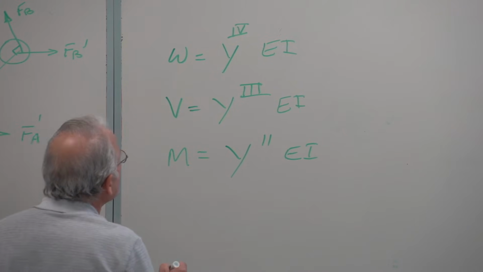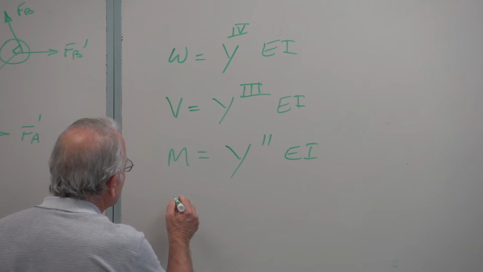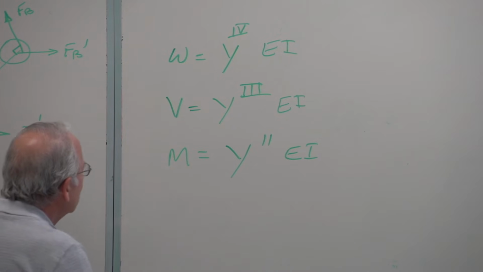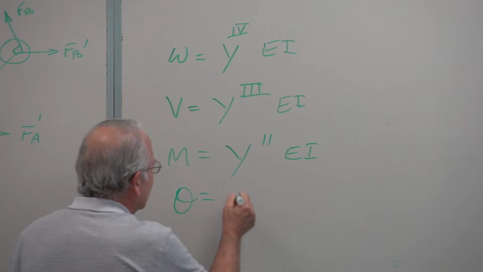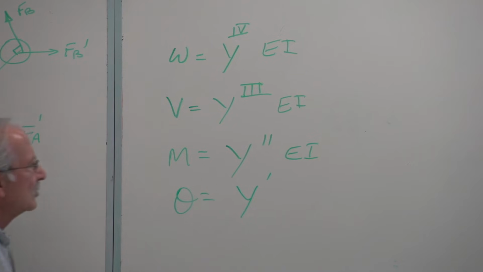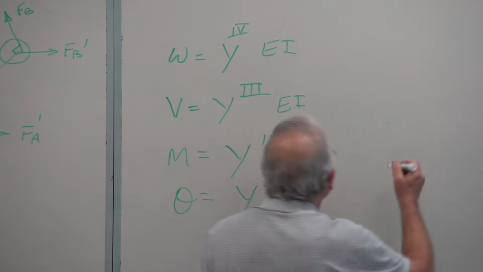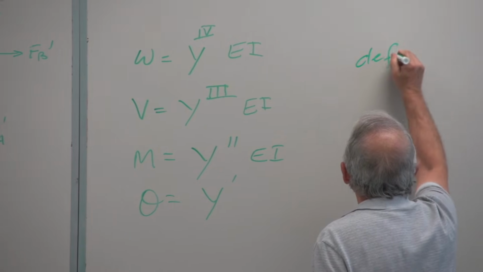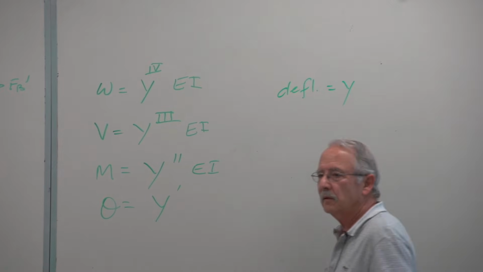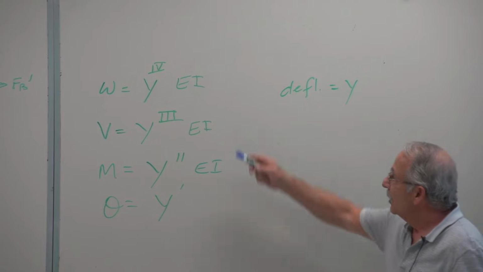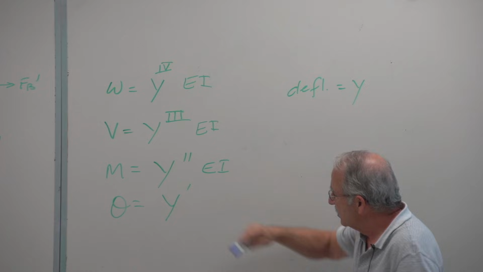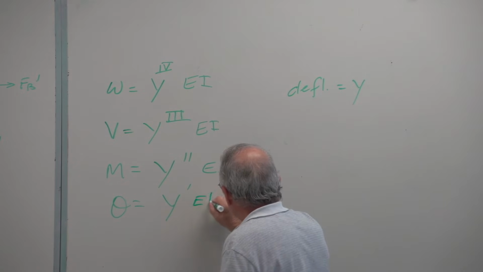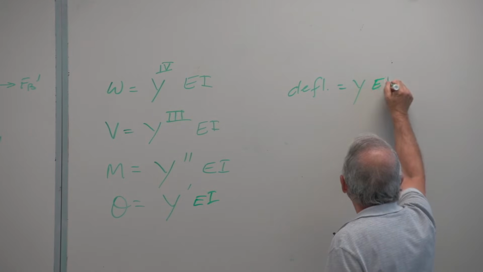One more. Skipped slope here. Slope is equal to, what do they call it over? Theta is equal to y prime. Then you go one step further and you get deflection equals y. Integrate that, you get this. Integrate that, you get this. Integrate that, you get this. Integrate this, you get that.